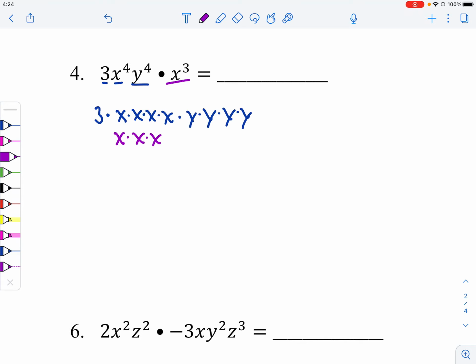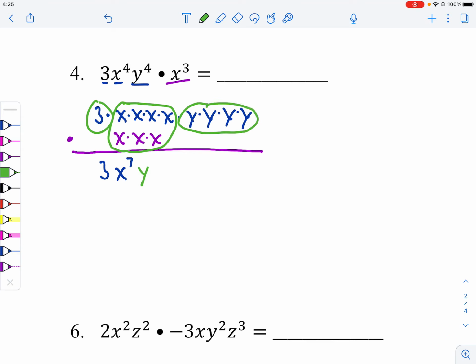And then we're going to multiply it. How much do we have of each? Right, so we'll multiply. We just have a 3, so this just comes down, 3. And then we count how many x's we have. We have 7 total, so that's x to the 7th. Then you look at how many y's you have, just 4 of them, so it's y to the 4th. And that's it, right there. So we got 3x to the 7th, y to the 4th.